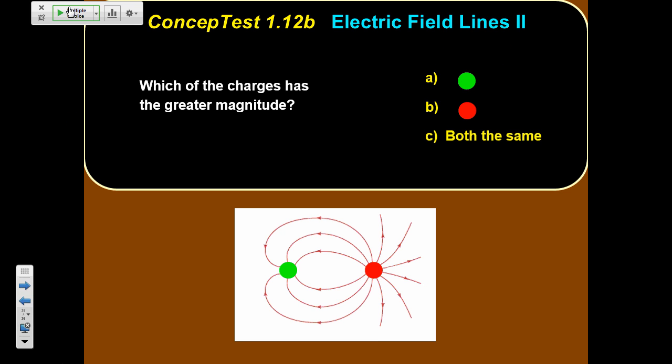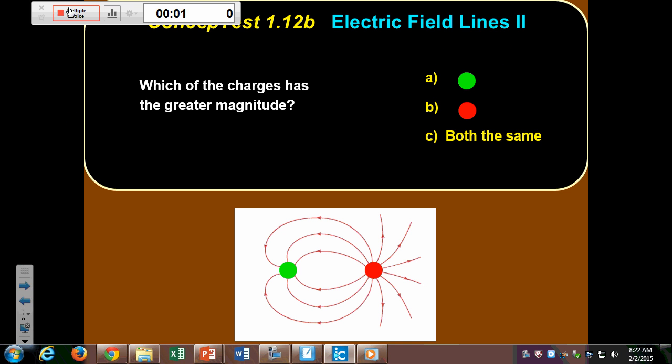All right, which of these charges has the greater magnitude? Red, green, or green, red, or both the same? I think it's the last question. Yeah, this is the end. So. Red, green, or green, red, or both the same? All right, let's stop at 23.